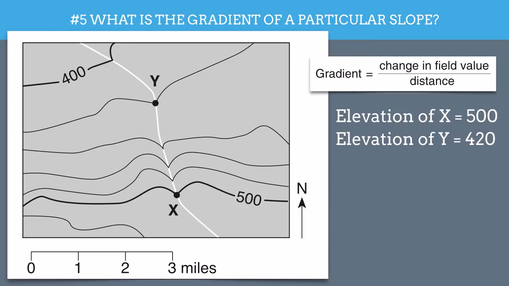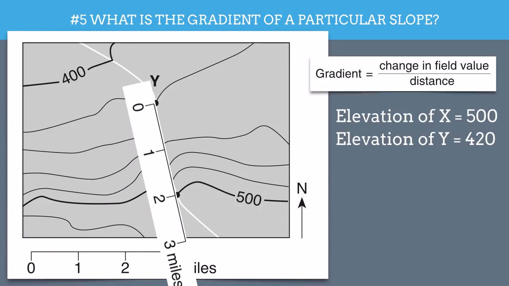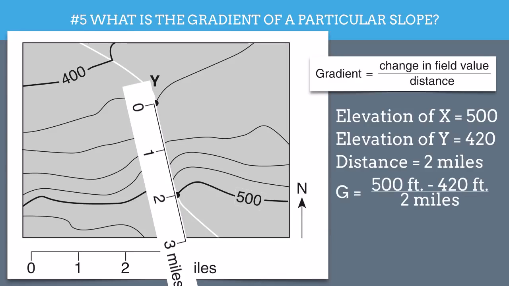To get the distance, we have to use the map scale. You would line it up with points X and Y, like so, and I see that X and Y are a distance of 2 miles away from each other. So, distance equals 2 miles. Now it's simply a matter of plugging these numbers into the formula. The gradient equals the change in elevation, which would be 500 feet minus 420 feet, divided by the distance of 2 miles. You can simplify 80 feet divided by 2 miles, and you get an answer of 40 feet per mile. What this means is that if you were to walk down this hill from X to Y, for every mile you traveled, you would be getting 40 feet lower.